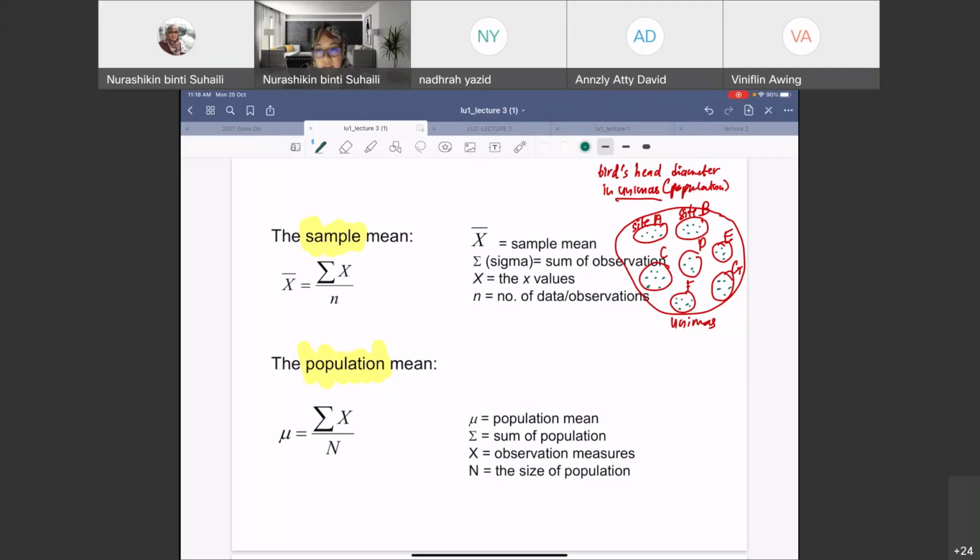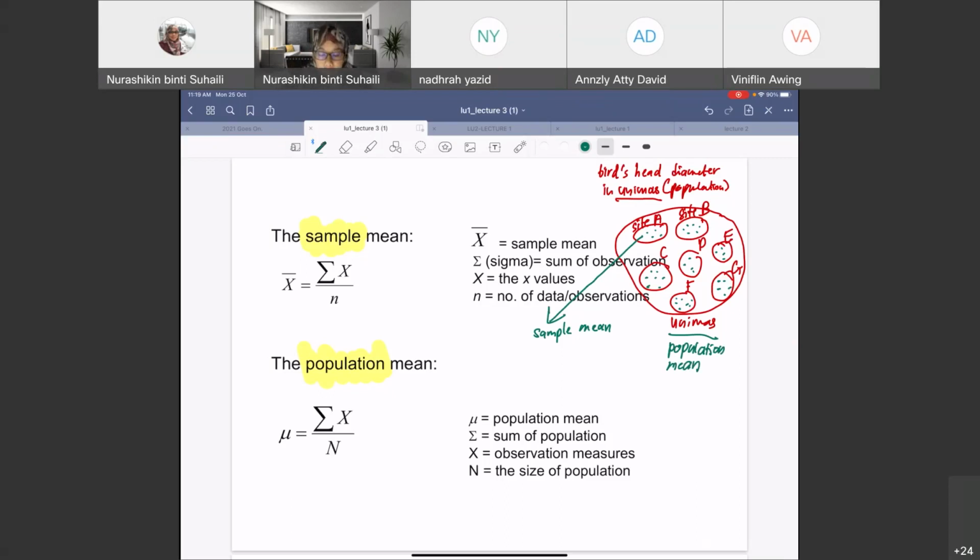So every sample has a sample mean. The mean for site A will be different from the rest. But when you calculate the whole mean, it will be the population mean. Just now we defined UNIMAS as the population, so we also have a population mean. That's why in statistics we are concerned with these two parameters: the mean of the sample and the mean of the population.